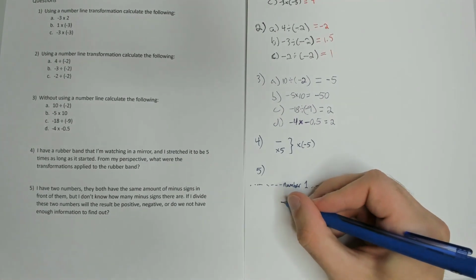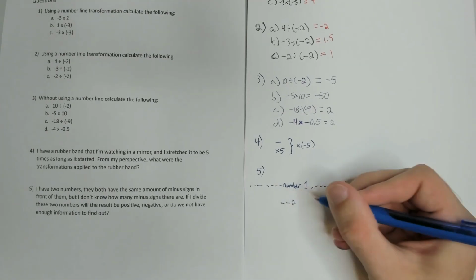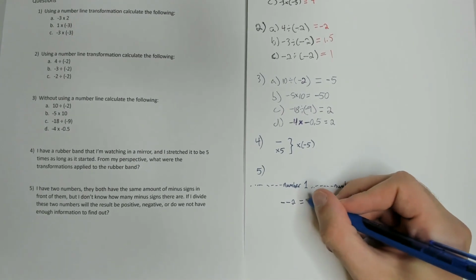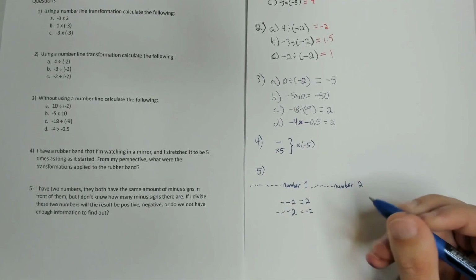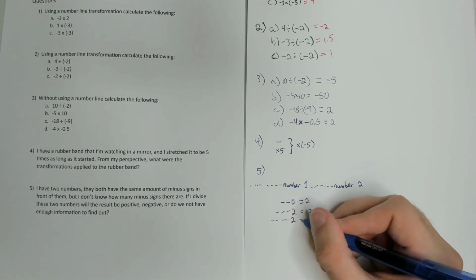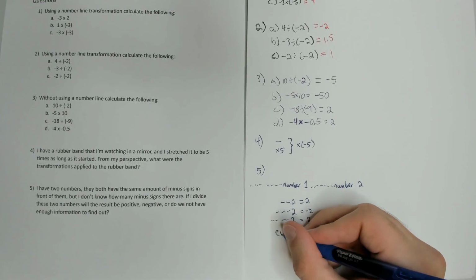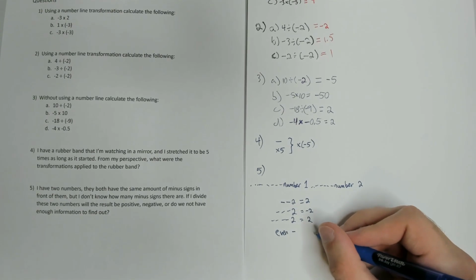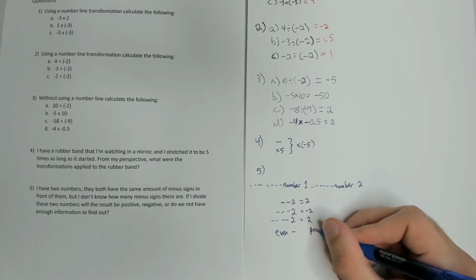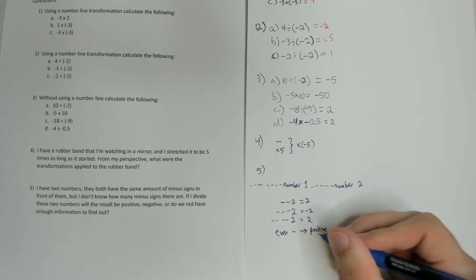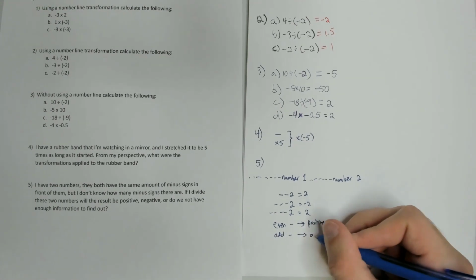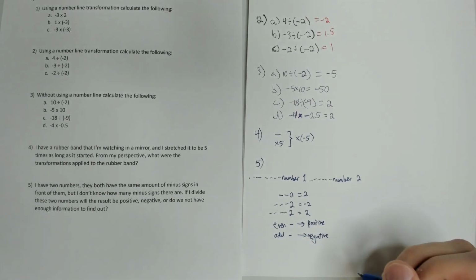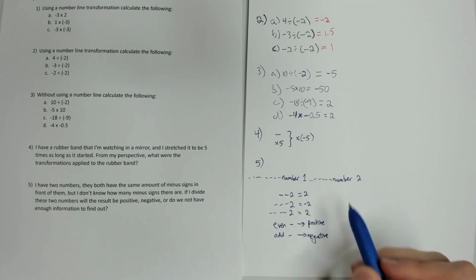Well, if it's two minus signs, let's say the number is 2, right? If we have two minus signs, that gives us a positive. If we have 3 minus signs, that gives us a negative. 4 minus signs, that gives us a positive. Again, remember, if we have an even number of minuses, we get a positive number. If we have an odd number of minus signs, that gives us a negative number. All right? But they have the same amount of minus signs.